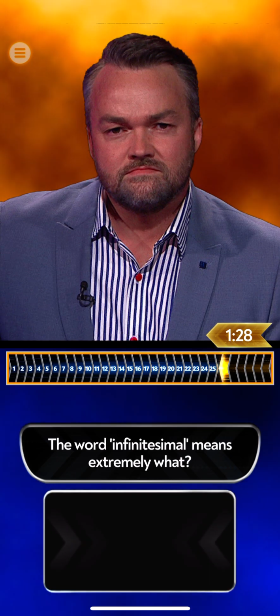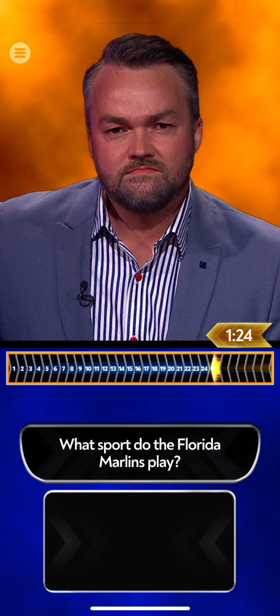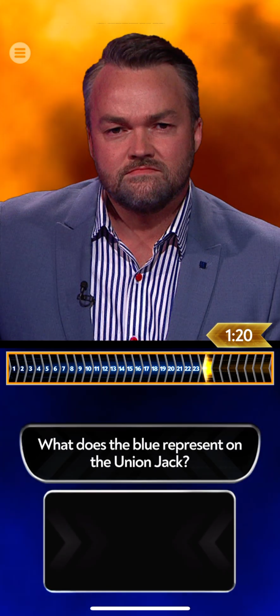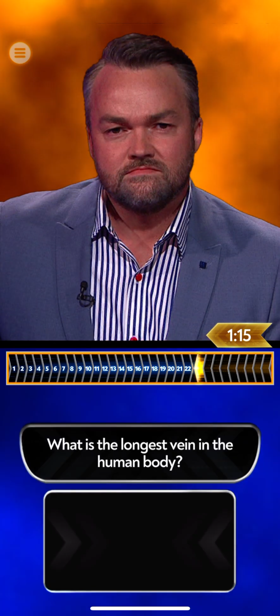The word infinitesimal means extremely what? What sport do the Florida Marlins play? What does the blue represent on the Union Jack? What is the longest vein in the human body?